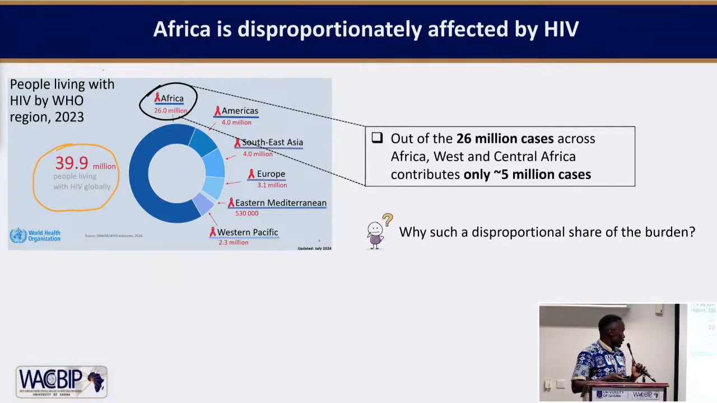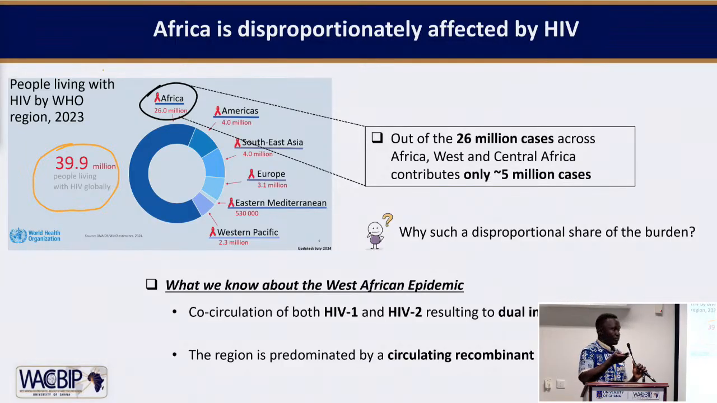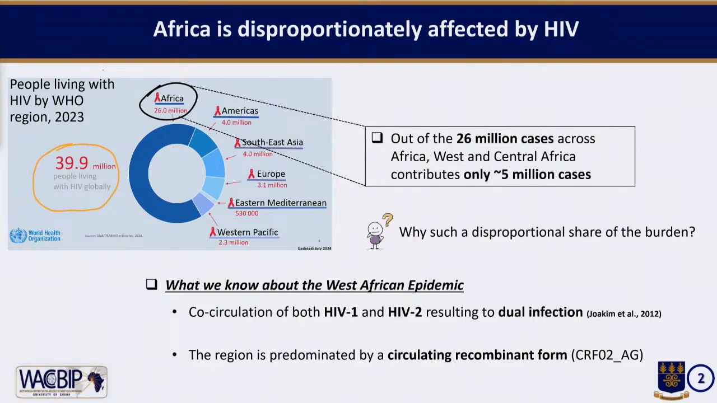So the question here is why is it that we have such a disproportionate share of this burden across the continent? One thing we know about the West African epidemic is that there is co-circulation of both HIV type 1 as well as HIV type 2. And another fact is that the region is predominated by a circulating recombinant virus.